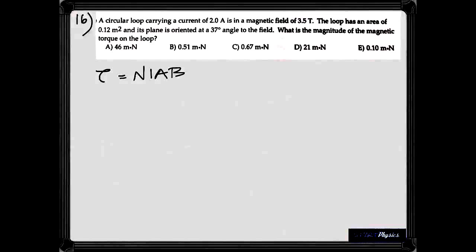In the 16th question, a circular loop is carrying a current and is in a magnetic field. The area of the loop is given and it's oriented at 37 degrees. But look at it, it says its plane. It's at 37 degrees. We never take the angle with the plane. We always take it with the perpendicular. Therefore, the angle is not 37 degrees.